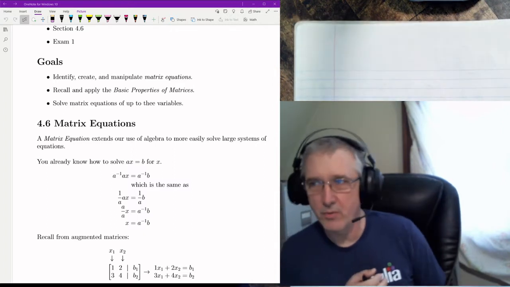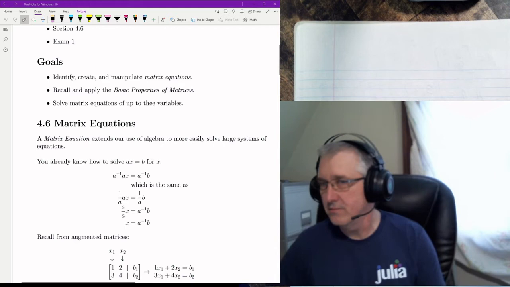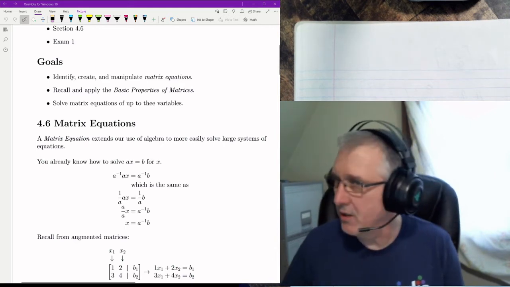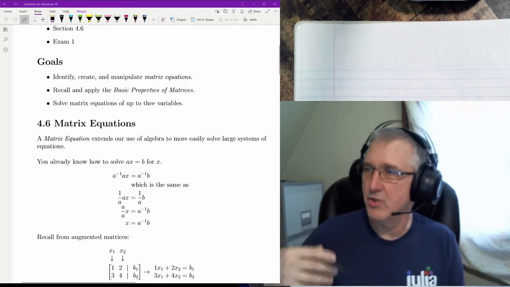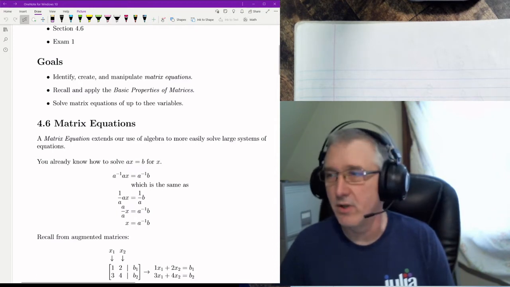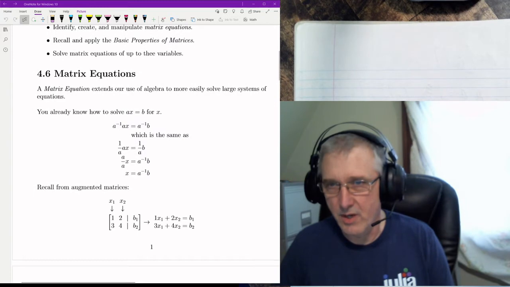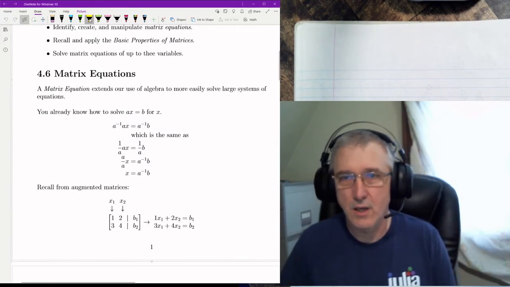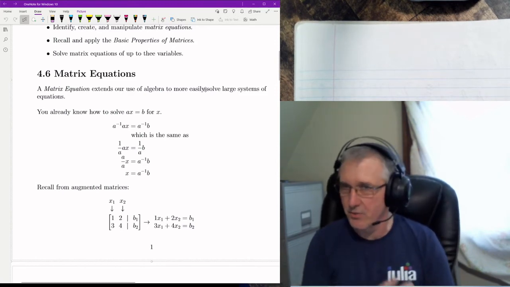For the most part, I'm going to be referencing my notes on the left. So here we go. A matrix equation extends our use of algebra into the realm of matrices. It makes it easier to solve large systems of equations. From algebra, we already know how to solve some basic problems, such as ax equals b. We know how to solve that for x. We just flip things around.